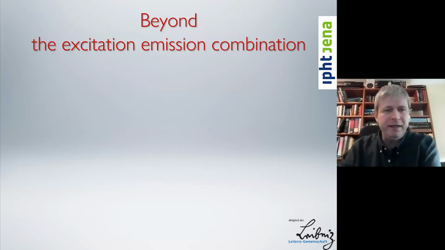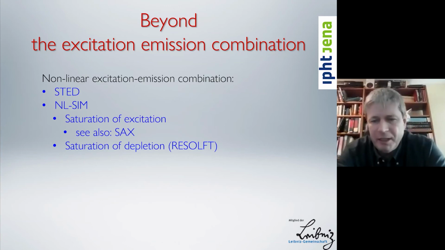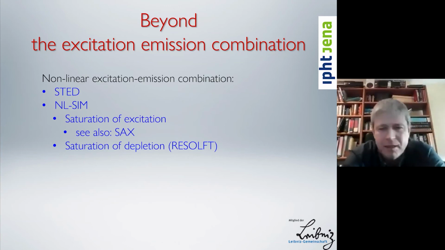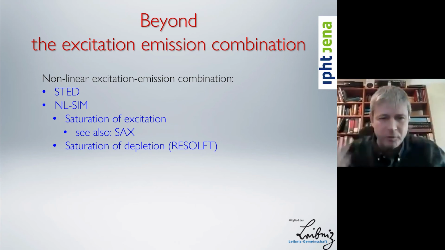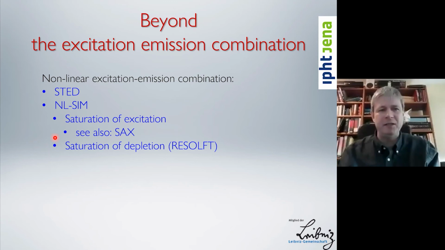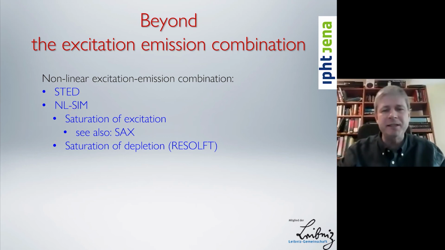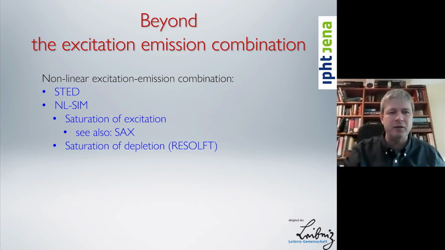So then the final bit I want to mention is this beyond the excitation emission combination. The question is, can you go higher than even this factor of 2 that we discussed, or a little bit more than 2 if you're going with opposing beams? And the trick is, yes, you can, by exploiting nonlinear excitation. Here are some examples: nonlinear SIM is massively based on some sort of saturation effect. The saturation introduces a nonlinear dependence of the emitted light on the incoming light. And that is the trick of super resolution.